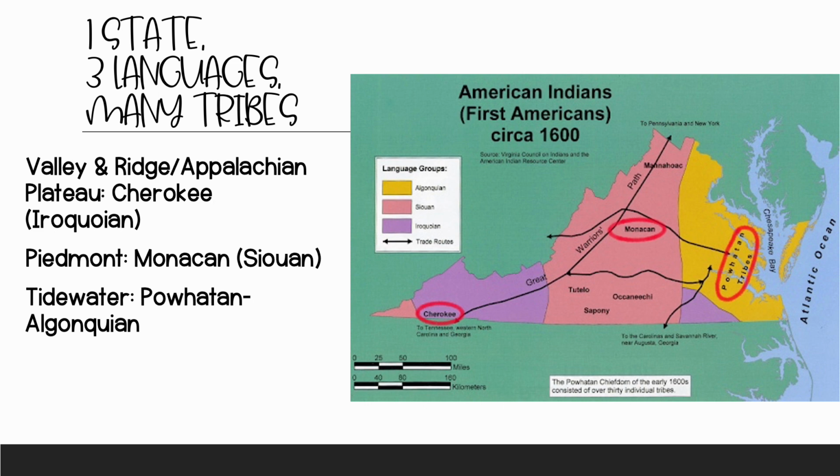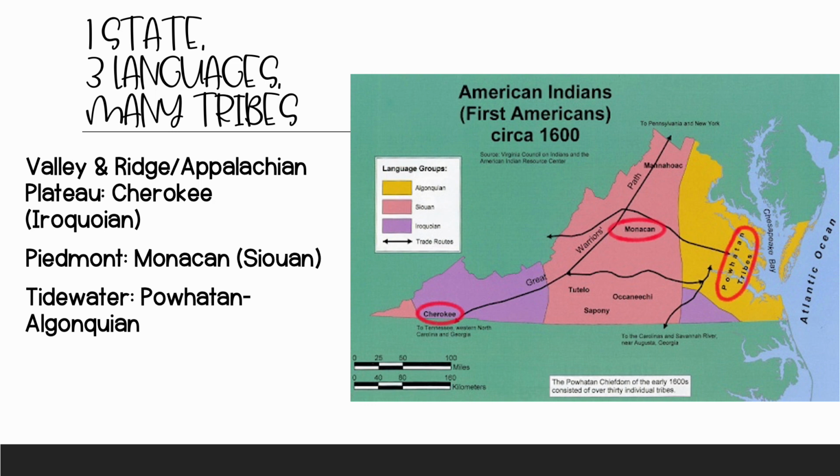Over 100 years later, when the English arrived at Jamestown, there were hundreds of tribes living throughout what is now the state of Virginia. For this unit, we are going to focus our attention on 3 major tribes and language groups. First, in Southwest Virginia and parts of the Piedmont and Tidewater regions were the Cherokee, who spoke Iroquoian. On this map, they are shown in the purple areas.